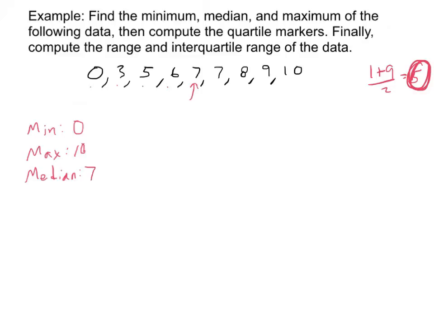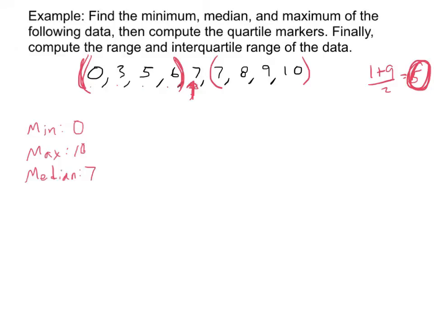Okay. Then it's asking for us to compute the quartile markers. So in other words, they want us to find Q1 and Q3. So how do we do that? The idea is you look at the lower half of the data and the upper half of the data. So to find Q1, I'm going to look at the lower half of the data. By the way, because 7 was actually the median, we don't use it in splitting this in half. So this is going to be the lower half of the data, this is the upper half of the data. So Q1 is the median of this lower half of the data.